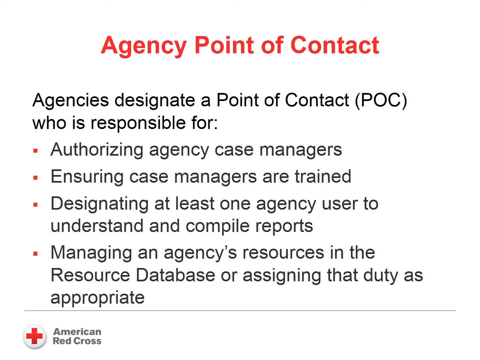What is the role of the agency point of contact? Agencies new to CAN should appoint a single point of contact that will serve in the following role: authorizing access to CAN through their agency, ensuring proper training and orientation is provided to all staff, especially case managers accessing the database, ensuring the agency has at least one person designated to manage and compile data needed for required reports for the agency, and maintaining the agency's resource database and updating it as needed.